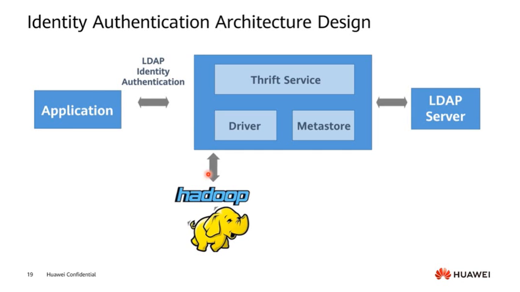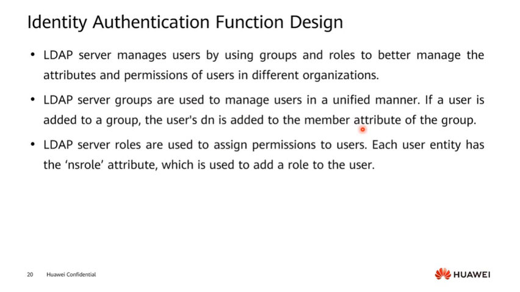Firstly, identity authentication architecture design. Here, we take Hive as an example. In the Hive authentication system, the application uses LDAP to implement authentication through Hive interfaces such as Swift service. During the authentication, the user information is compared with the information of LDAP server. Once the comparison matches, Hive can be used without any question. However, if other components are required, you need to apply for them again.